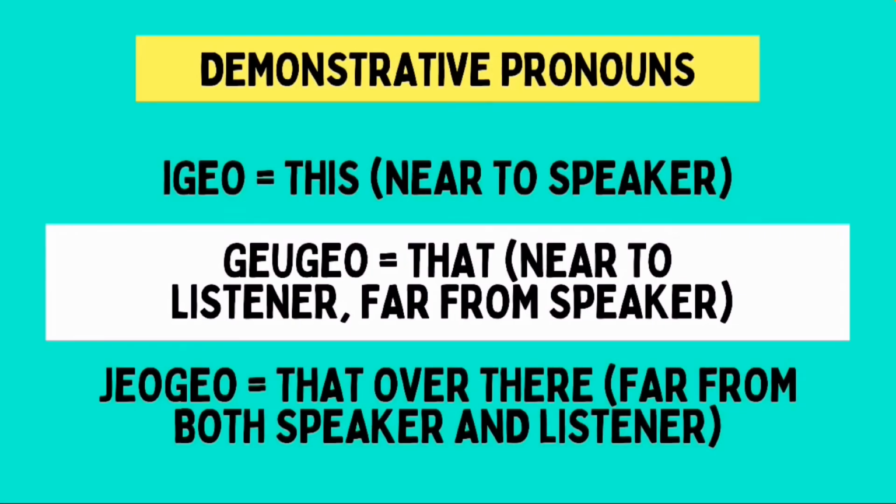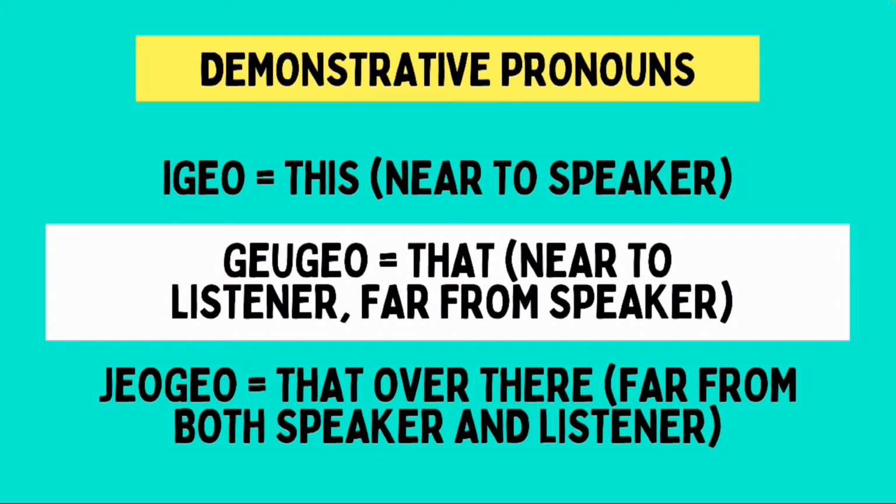If you could remember, our previous word is ego, and we already know that it means this. And our word for today is jogo, which means that over there. These two are actually demonstrative pronouns. And aside from ego and jogo, we also need to know about 그거.